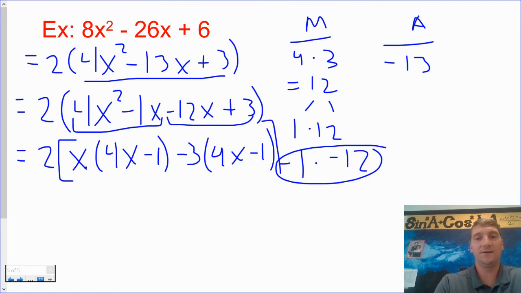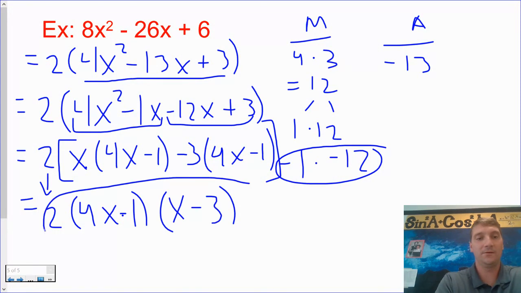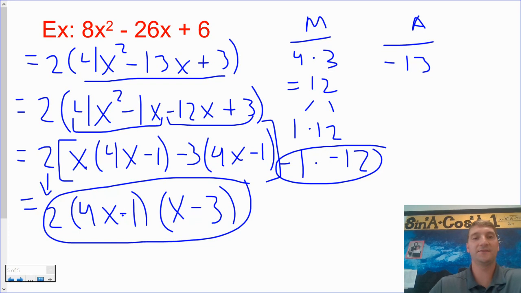And as you can see on that, I do have the exact same in the parentheses. So this 2 is just going to drop down. And then this factorization, 4x minus 1 will go in 1. And then this x and -3 will go in the other. So always look for a GCF first. It'll make your life a lot easier.